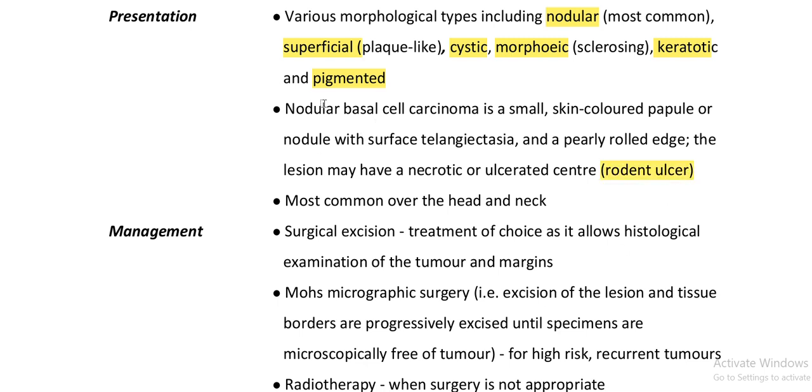So it means a nodular basal cell carcinoma is a small skin-colored papule, like a normal skin color, or nodule with a surface telangiectasia and a pearly rolled edge. What kind of edge? It's a pearly rolled edge, and the lesion may have a necrotic or ulcerated center. That's why it is called a rodent ulcer.